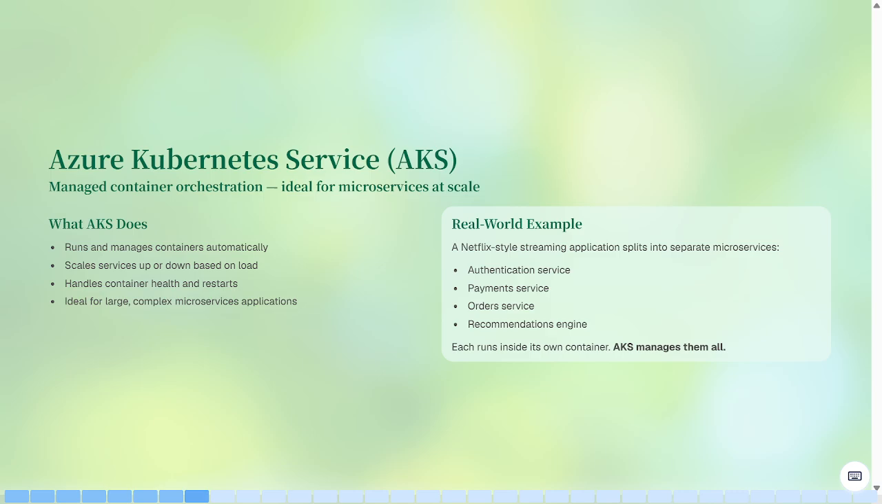Imagine you are building a streaming platform similar to Netflix. Instead of building one large application, the platform is divided into multiple independent microservices. For example, one service handles user authentication, another processes subscription payments, another manages movie catalogs and customer orders, another provides personalized recommendations based on viewing history. Each of these services runs inside its own container.